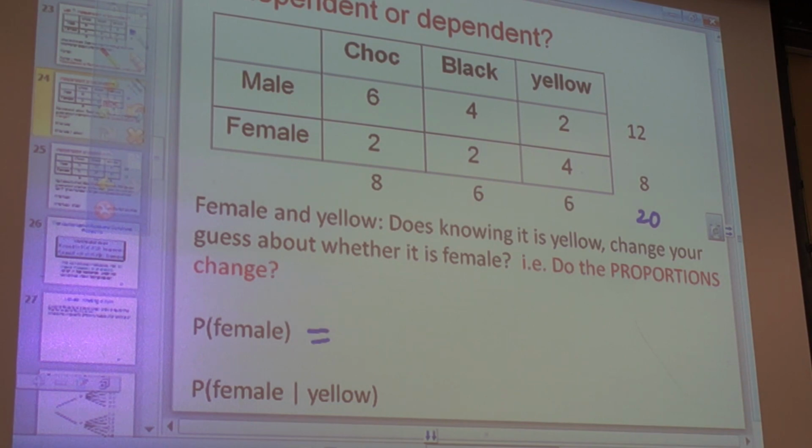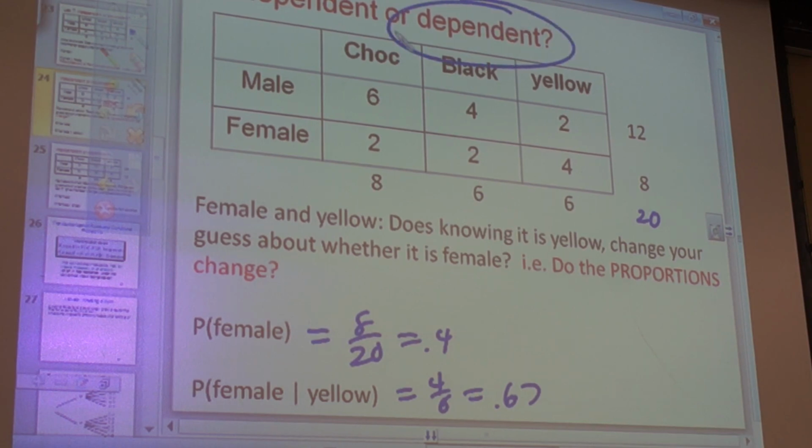Okay. Michaela, do you have the answer? Okay, but how'd you get that? 8 out of what? 8 out of 20. 0.4. Good. Zora, what's the probability that they're female given that they're yellow? 4 out of 6. 0.67. So, guys, are they dependent? Is yellow and female, are they independent or dependent?